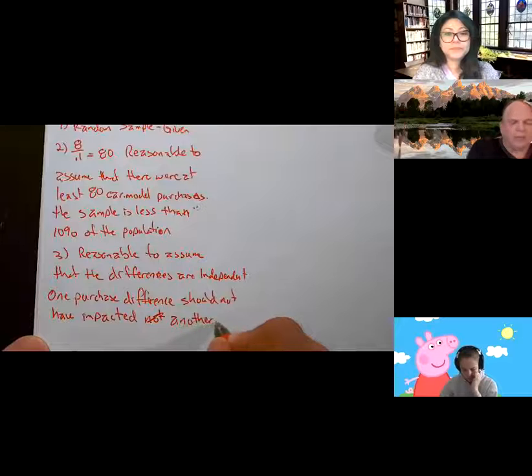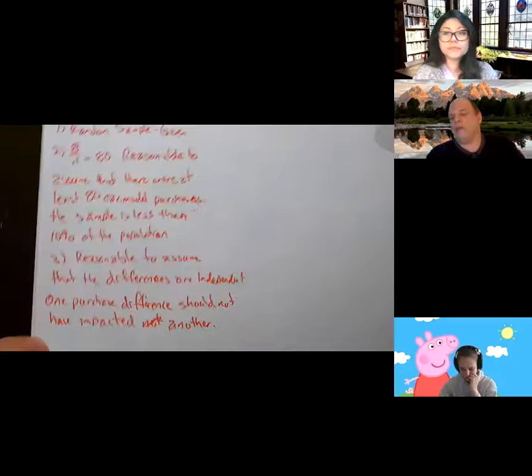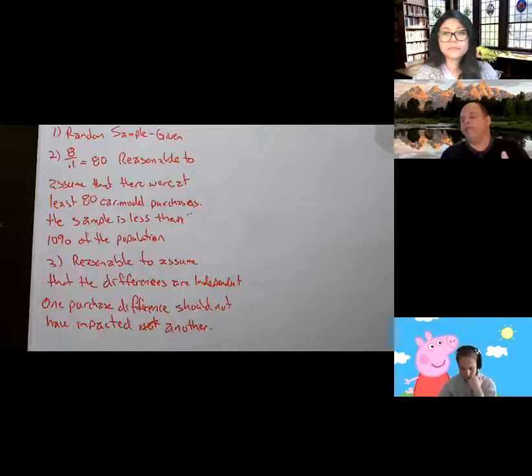And here's why. If it's a random sample, the fact that I purchased and another woman purchased in one vehicle and then someone else purchased another one, prices shouldn't have an impact one versus the other. Not a random sample, very easily could have happened.